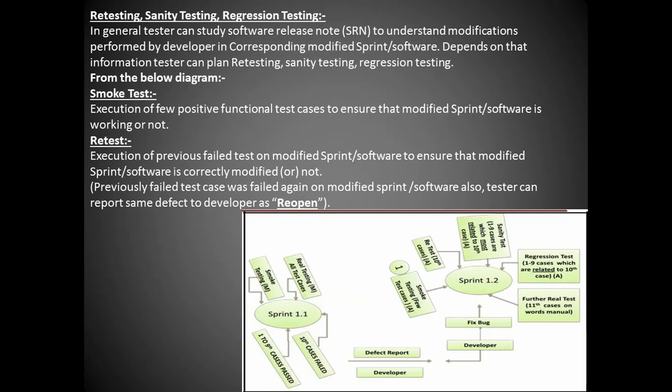Retesting, sanity testing, regression testing. In general, testers can study the software release note to understand the modifications performed by the developers in the corresponding modified sprint. Depending on that information, testers can plan retesting, sanity testing, and regression testing from the diagram below, like this.